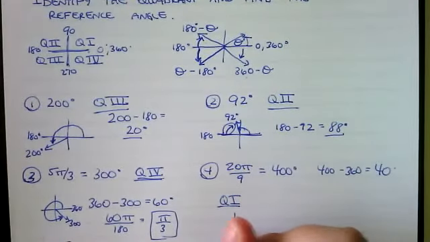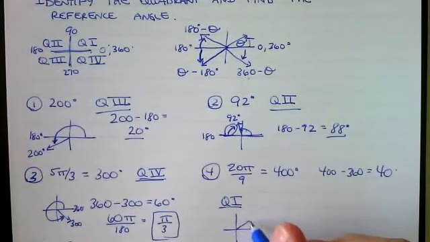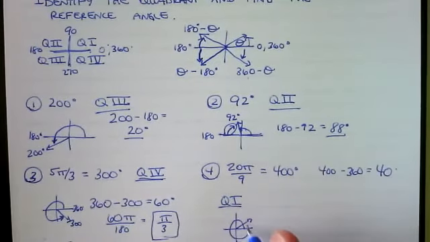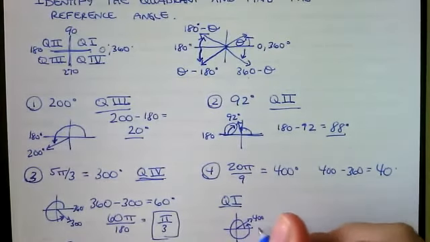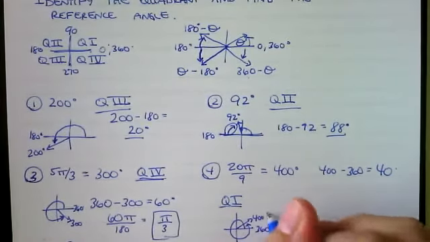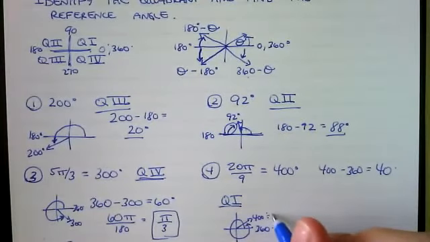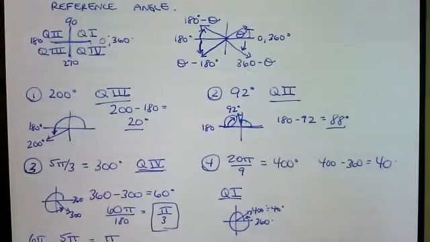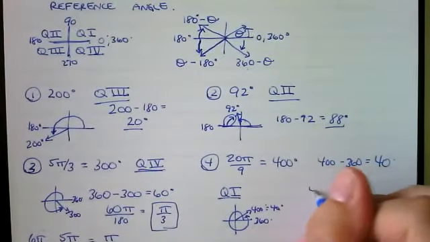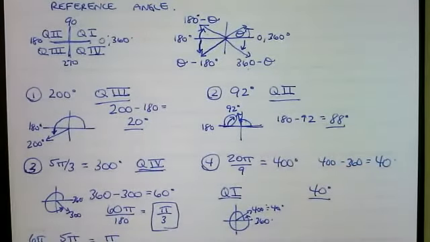Okay, so if I sketch that out, 400 is going to be about here, but I go all the way around and a little bit more. Okay, so there's my 400. And then 360, okay? And 400 is the same as 40. And then that's in quadrant 1. So if you look up here, quadrant 1 is just, that is your angle. So your angle here is just 40 degrees.